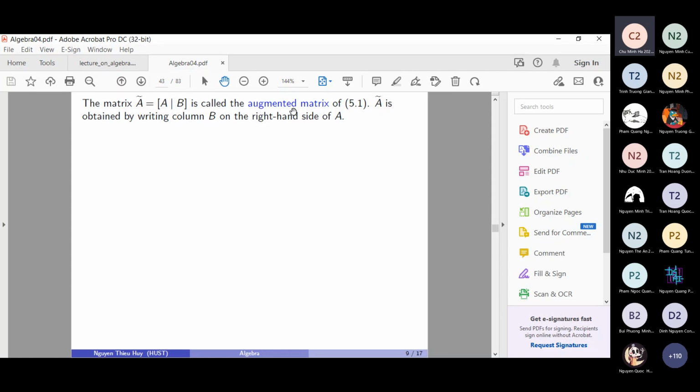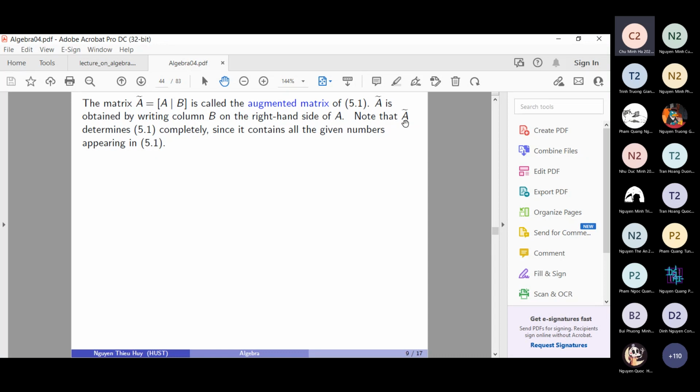So augmented means to make something bigger, to enlarge something, you know? So this is called the augmented matrix. And of course, this matrix determines the system 5.1 completely, because it contains all the information on the given numbers appearing in 5.1.